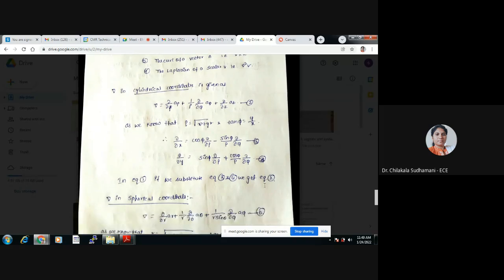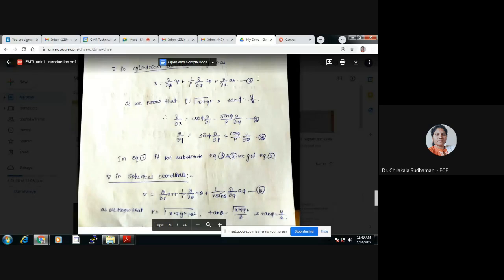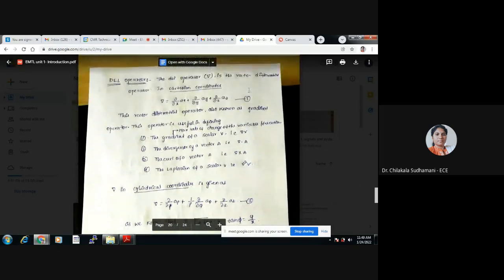Similarly, the spherical coordinate system you will also get. For spherical coordinate systems, the parameters are r, theta and phi. So dou by dou r times ar plus 1 by r into dou by dou theta times a theta plus 1 by r sin theta times dou by dou phi of a phi. This is the del operator in the spherical coordinate system. Equation 2 gives the del operator in the cylindrical coordinate system. Equation 1 gives the del operator in the rectangular or Cartesian coordinate system.